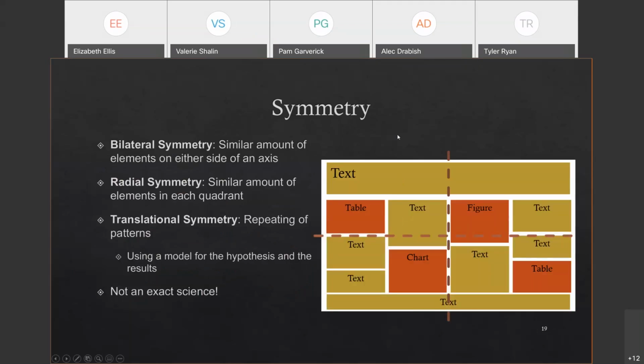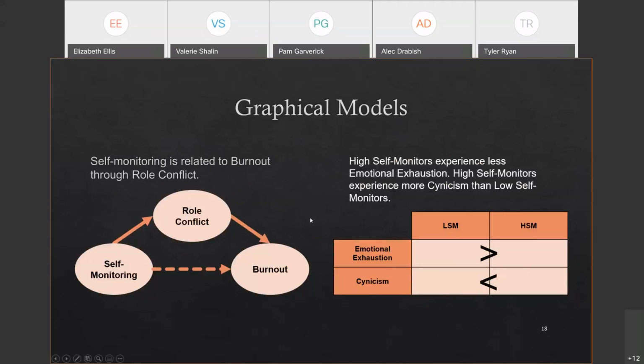Okay, so I did go through that section. I'll go back one. Are there any questions about the whole balance piece?